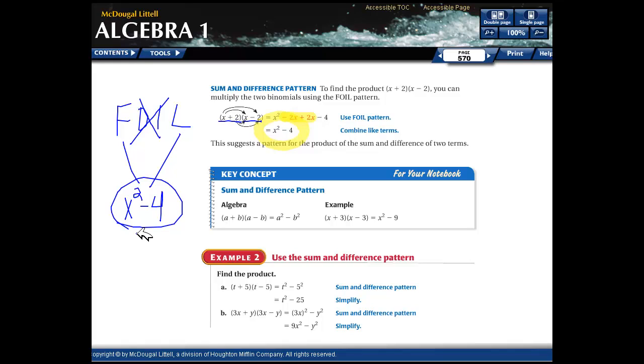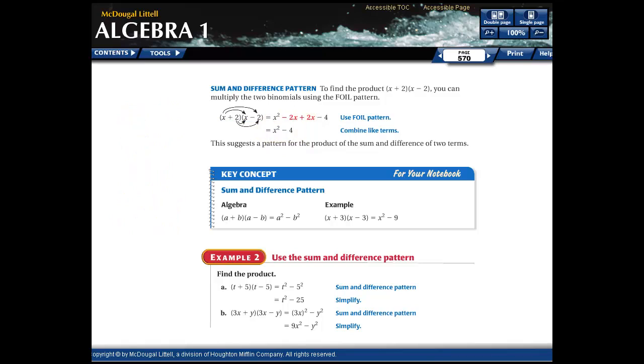So, some practice on this. Example 2. T plus 5 times t minus 5. Well, these are the same except one's a plus and one's a minus. So I know that those two are going to end up canceling each other out. So I've got t times t is t squared. And a 5 times a negative 5 is minus 25. Okay, t squared minus 25.